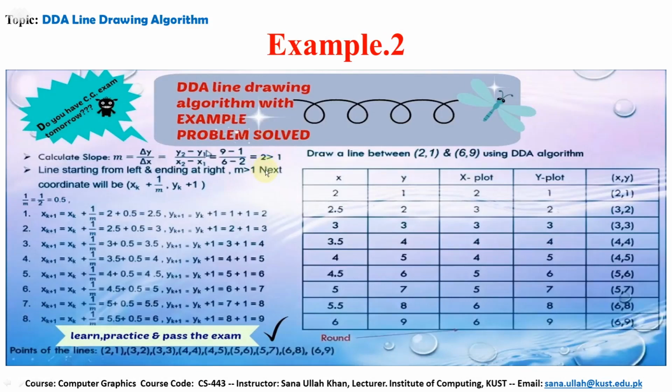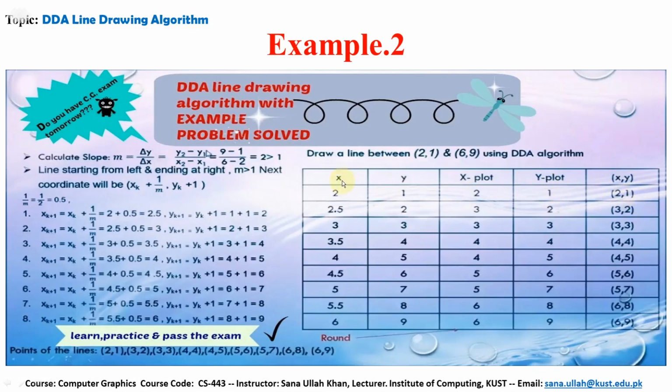So the slope becomes 2, which is greater than 1. So the second condition becomes true, where the y value will be increased with unit interval, while the x value will be increased with the slope value. So this formula is used: xk plus 1 over m comma yk plus 1. So 1 over m is equal to 1 over 2, which is equal to 0.5. The x initial value is 2, the y initial value is 1, so x will be plotted 2, y will be plotted 1. So finally the coordinates will become 2 comma 1.